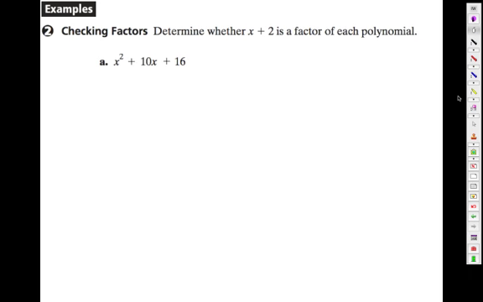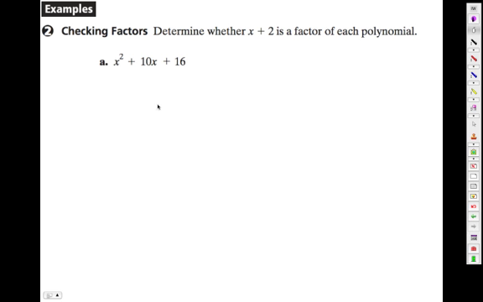Here's another example of what your classwork and homework will look like. It'll be asking you to check the factors. Notice the directions. It says determine whether x plus 2 is a factor of each polynomial. Now, when you see the word factor, think of like 6 and 8 are factors of 48. So we're seeing if x plus 2 and something else will multiply together and produce this trinomial here. So basically, what we want you to do here is divide x plus 2 and this trinomial here, x to the second power plus 10x plus 16.